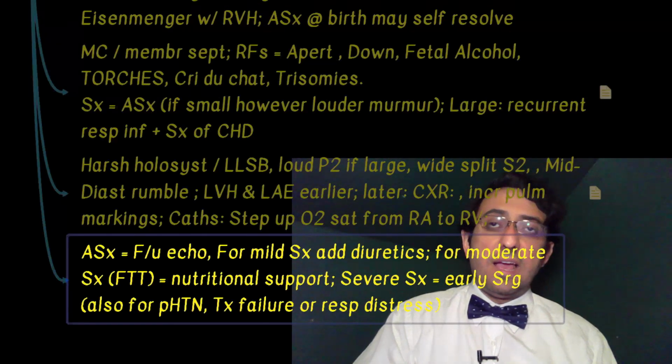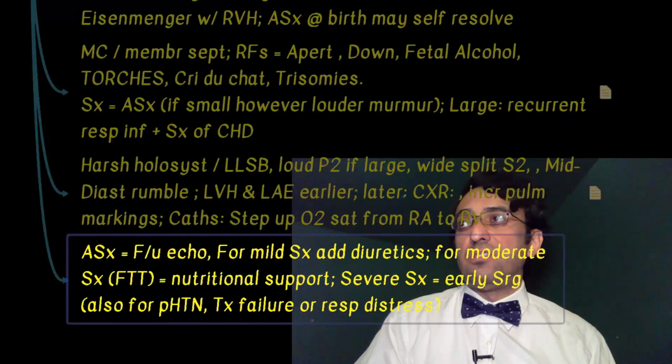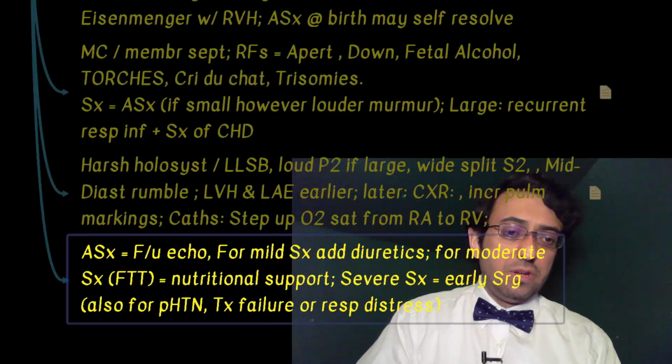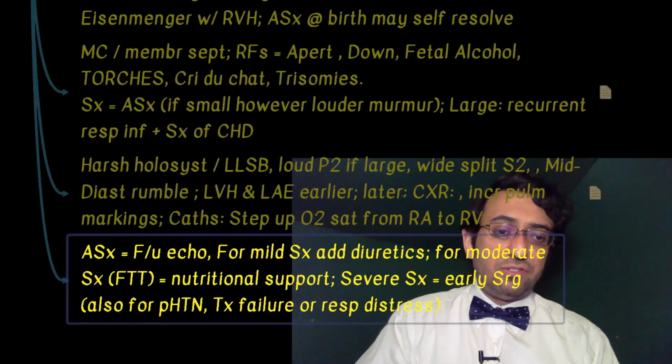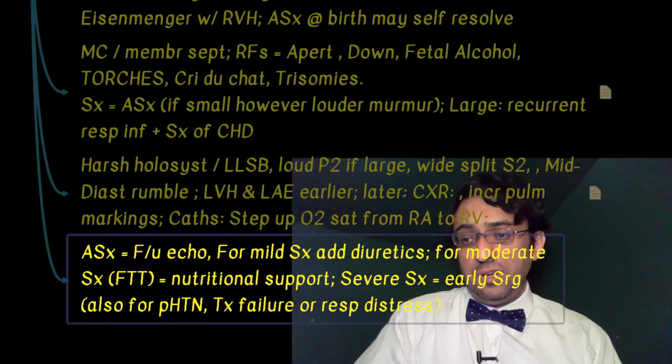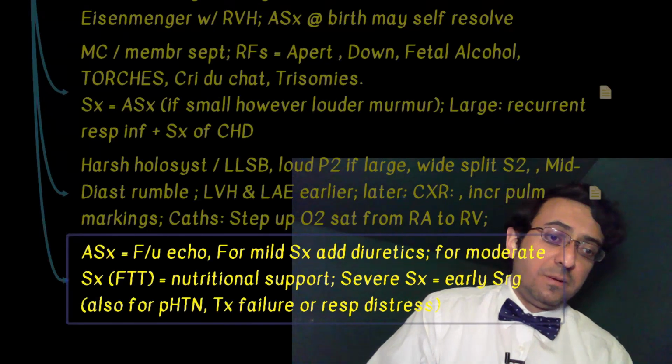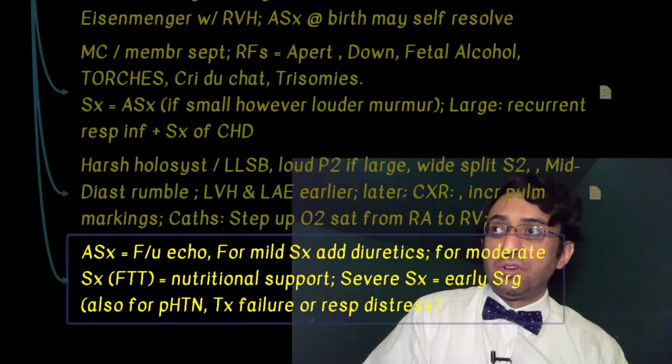If the patient has moderate symptoms added, such as failure to thrive, we should consider nutritional support. And if the patient has severe symptoms, treatment failure, respiratory distress, pulmonary hypertension, early surgical repair is the management.